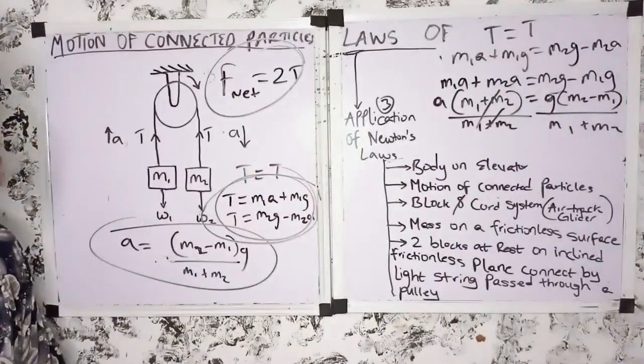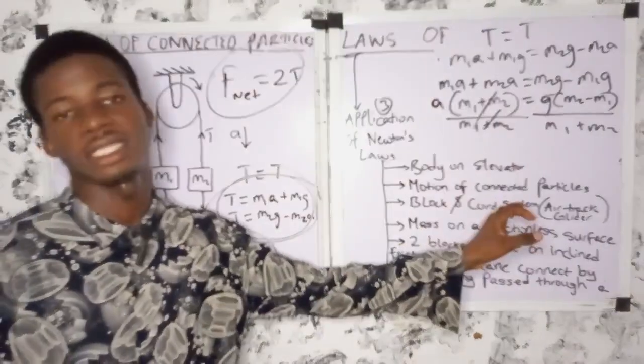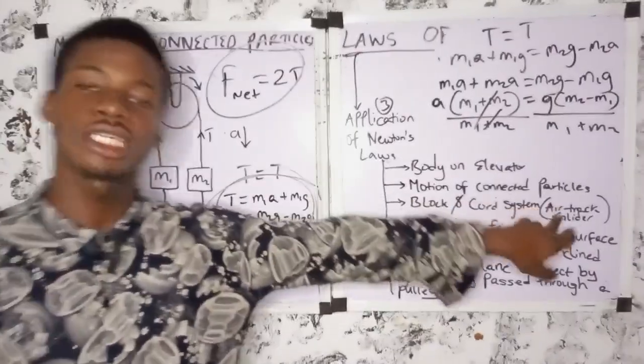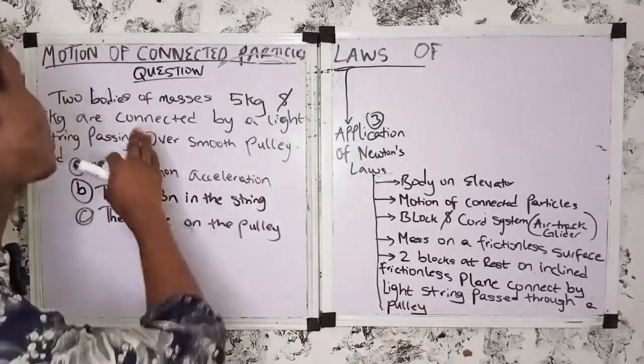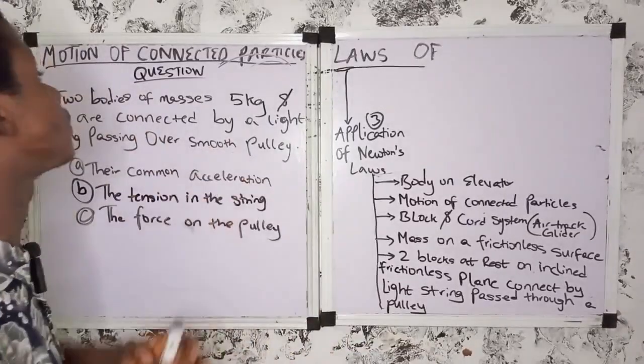Okay, so now let's do calculation questions on motion of connected particles, before we move towards the block and cord system, also known as a track glider.